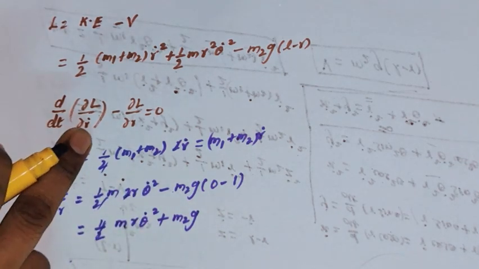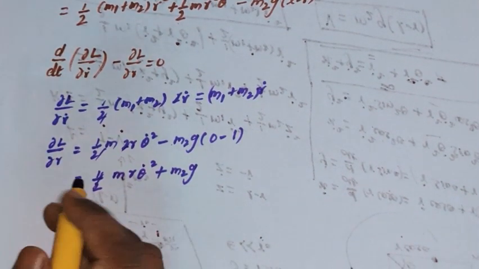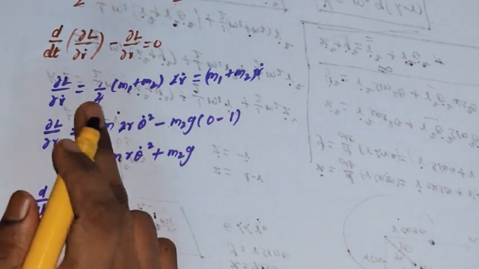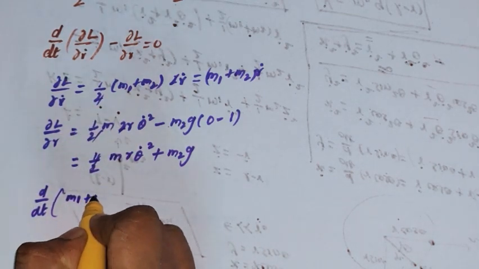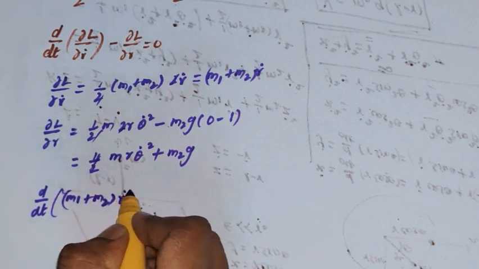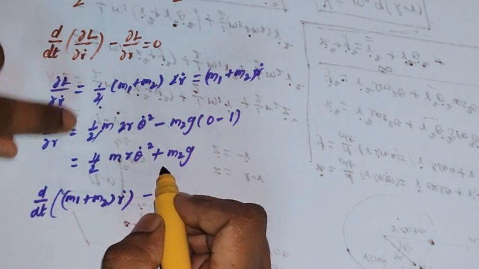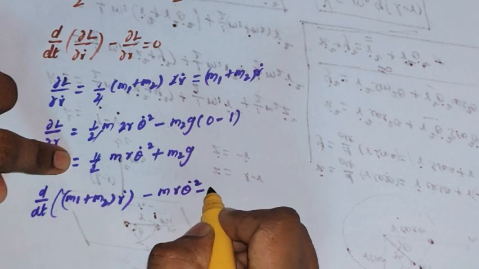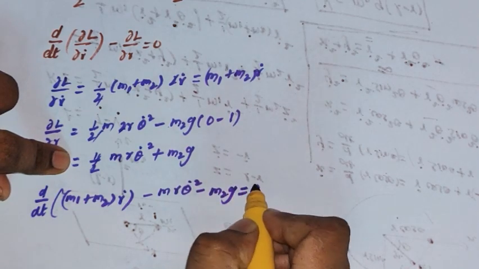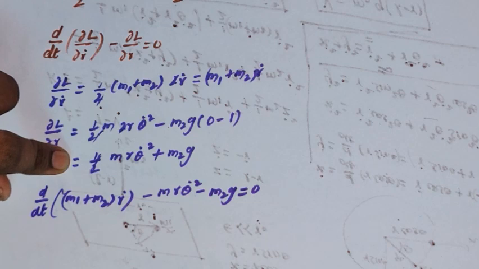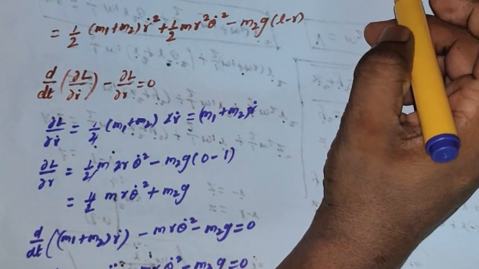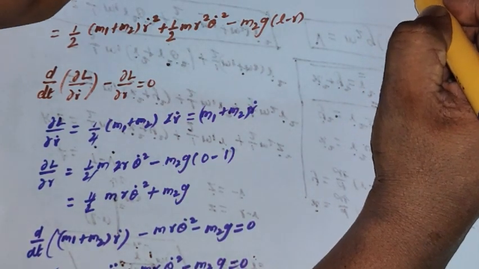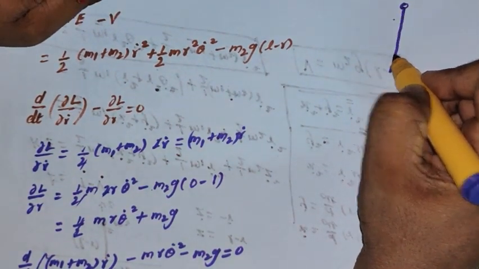Now we can substitute in this equation of motion, so it will give d by dt of dou L by dou r dot, which is m1 plus m2 times r double dot, minus dou L by dou r, which is m1 r theta dot square minus m2 g, equal to 0.